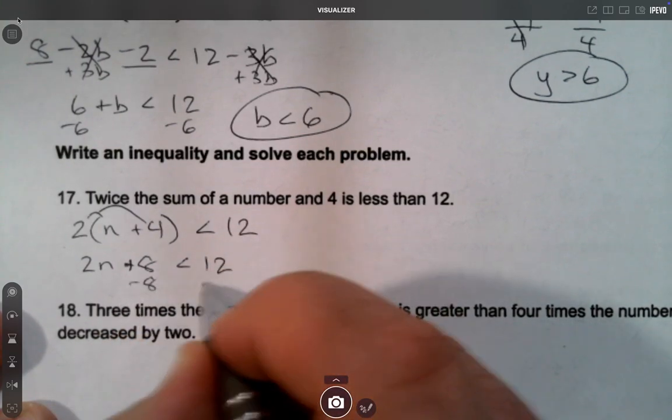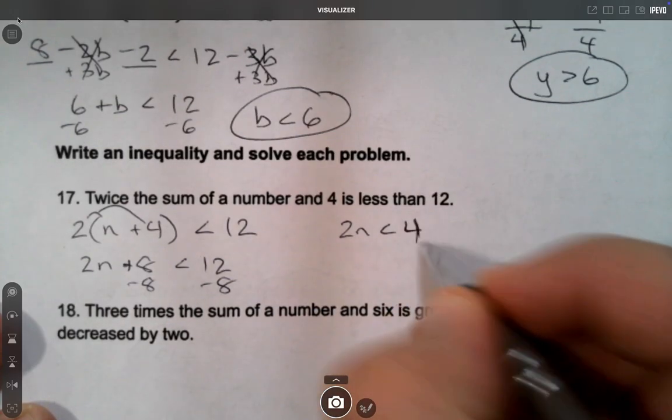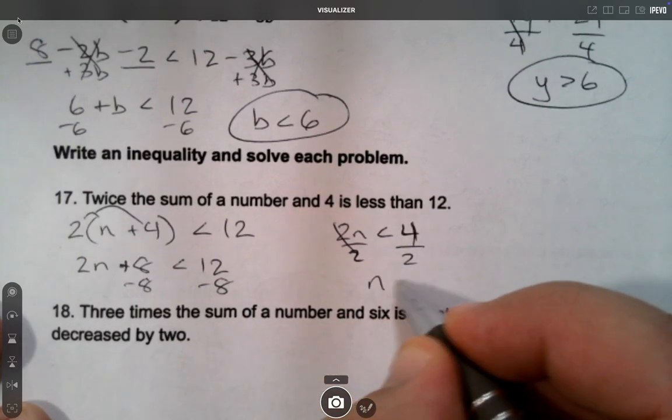we subtract 8 from both sides. We get 2n is less than 4. Divide both sides by 2. We get n is less than 2.